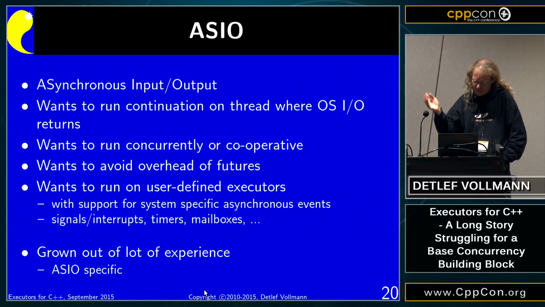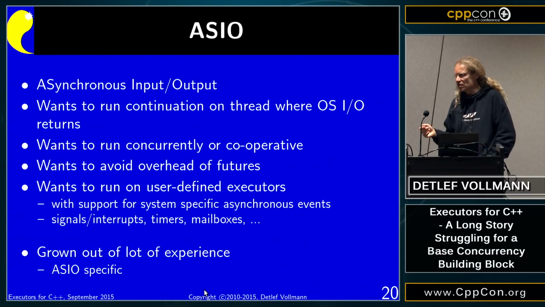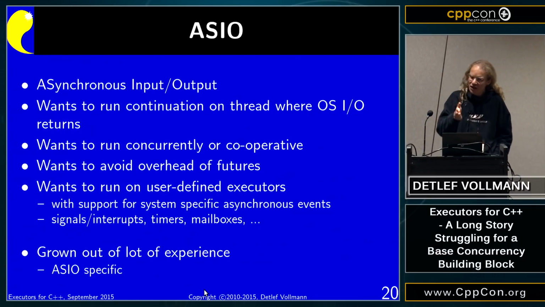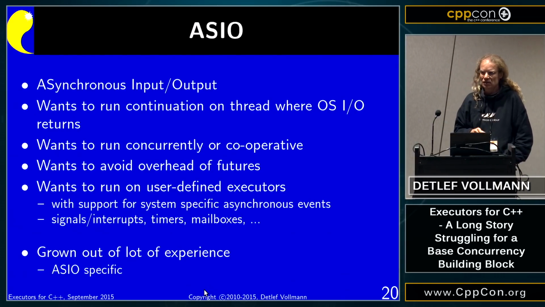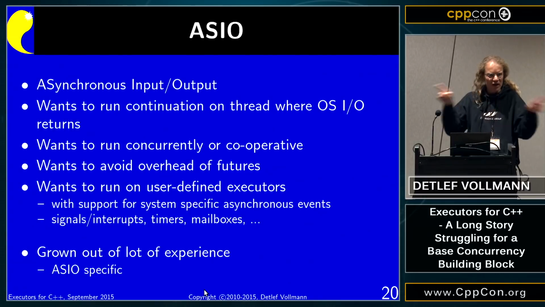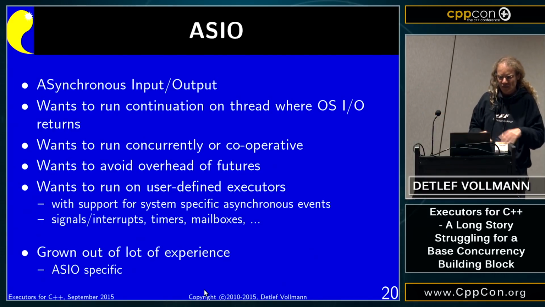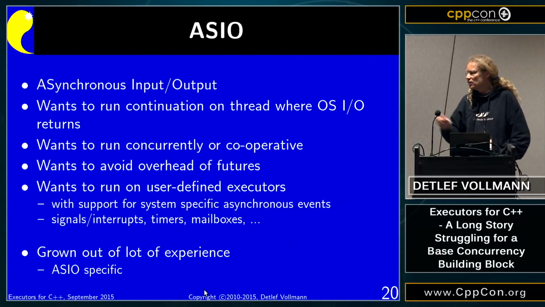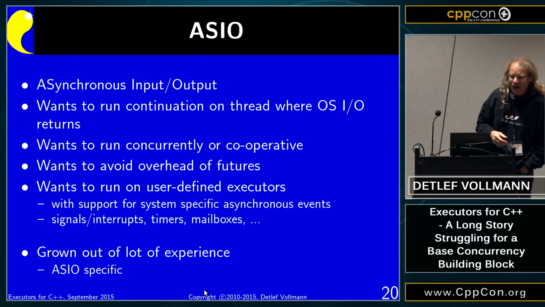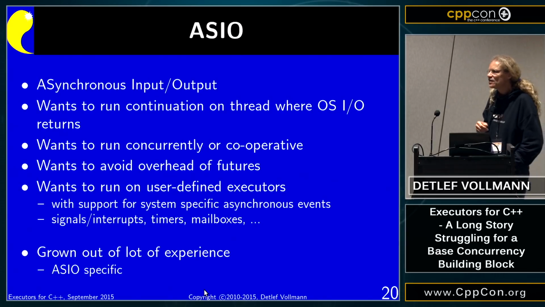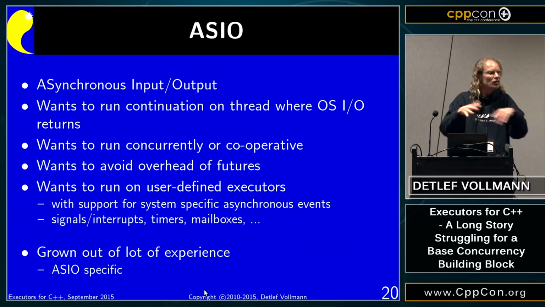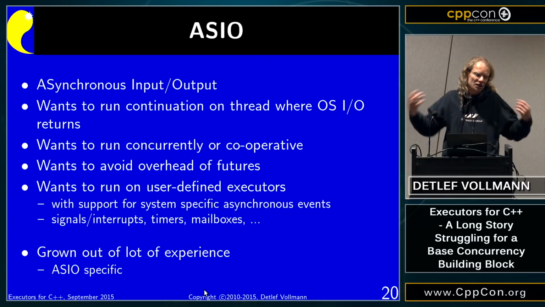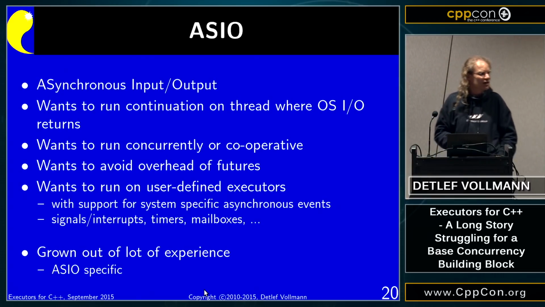And often you want to run concurrently, but sometimes you actually want to run cooperatively on one single thread, so all your tasks don't have to synchronize anything. And this is actually doable with ASIO. And it definitely doesn't want the overhead of the futures, because futures have to synchronize, and if you know you run on a single thread anyway, you don't want the overhead of the futures.